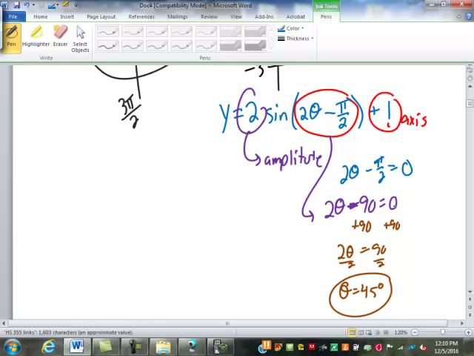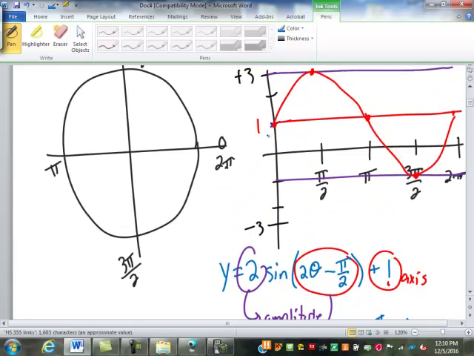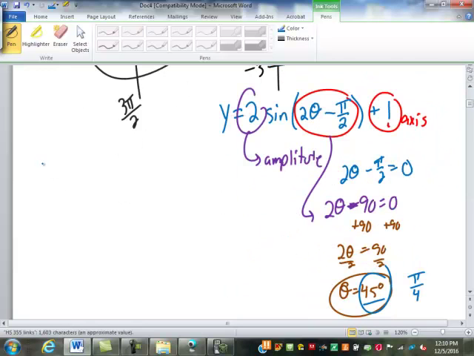So if I want to know what's happening at 0, I convert the pi over 2 to 90 degrees. That's going to be equivalent to what's happening at 45 degrees or pi over 4 radians. So this 0 point here is what would normally happen at pi over 4 radians. What would normally happen at 0 is happening at pi over 4. If I want to know where the 360 or the 2 pi is going to be, well, then I have 2 theta minus pi over 2, which is 90 degrees, equals 360.